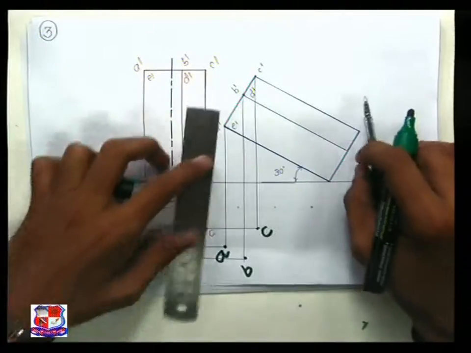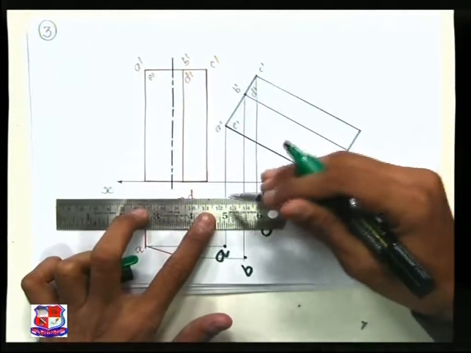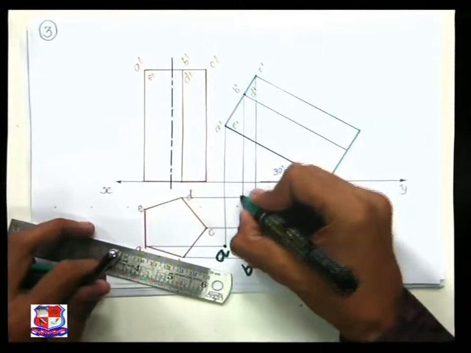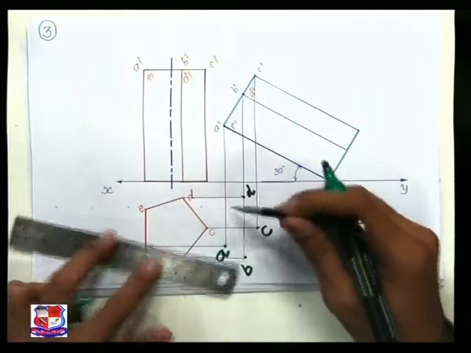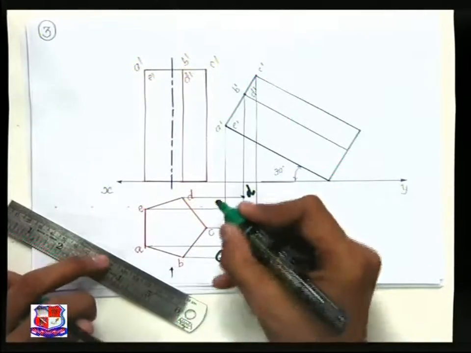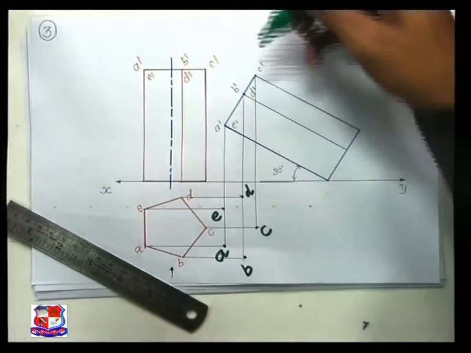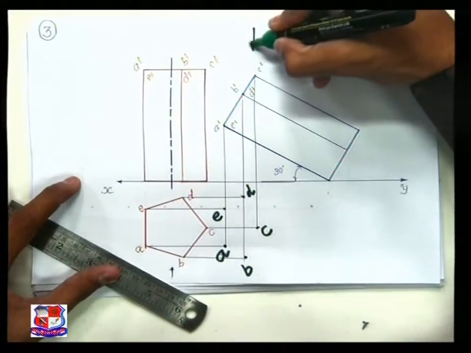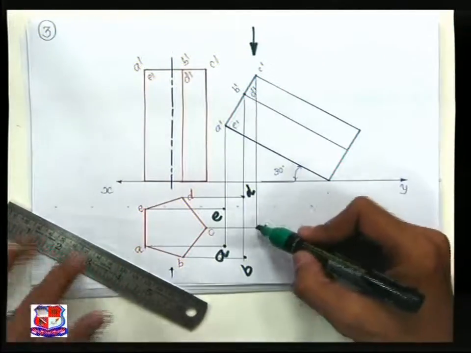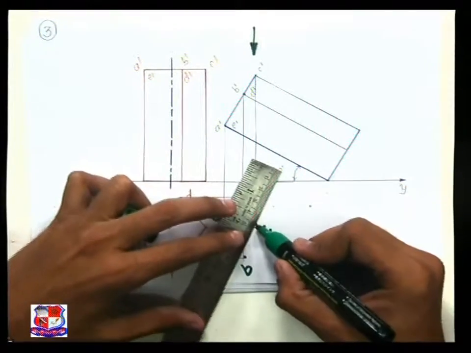Point D: for that, a vertical line from point D dash and a horizontal line from point D, like this. So here would be point D. And point E: a horizontal line from point E and a vertical line from point E dash. Here is point E. Now as we are looking from this side, this C dash would be visible, hence point C would be visible, hence join point C with D and B with the full line.